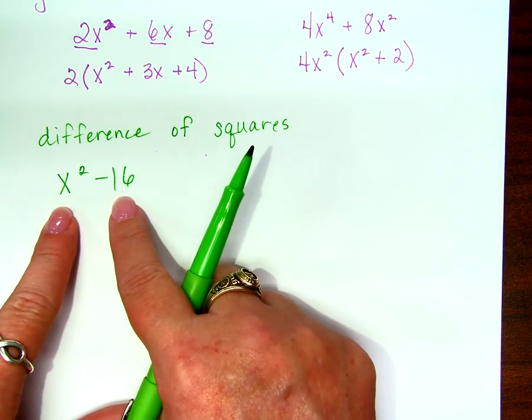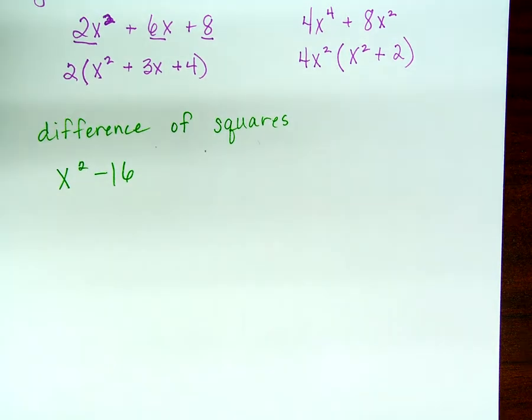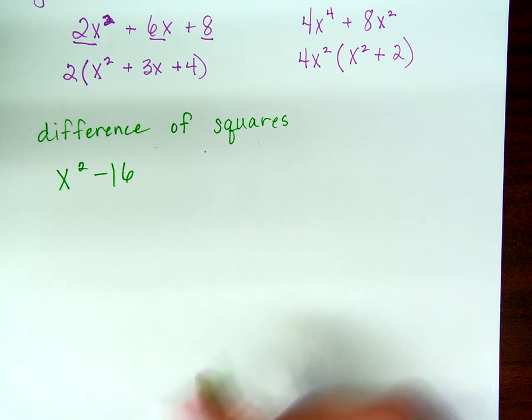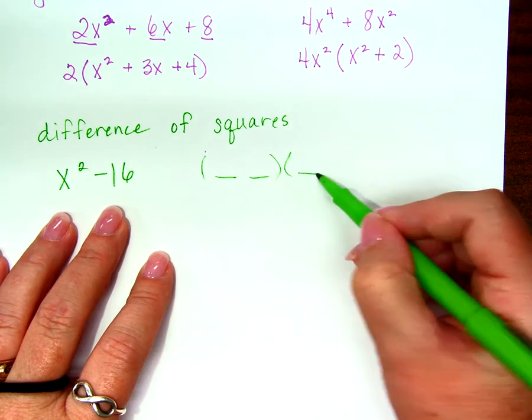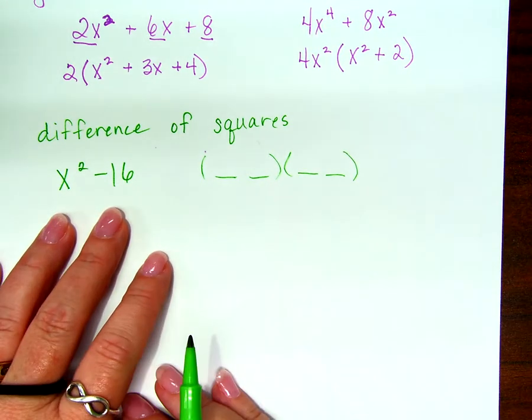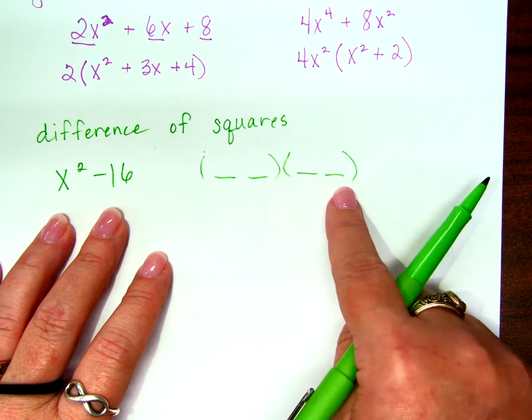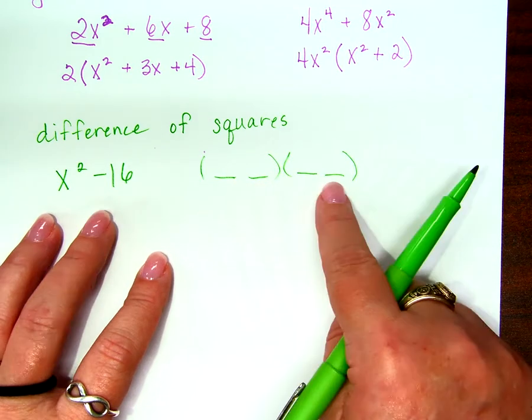If you recognize something as a difference of squares, I would like to teach you a pattern of how to get the answer to this problem. Can I do that? Here's the pattern. Binomial, binomial. Now, you don't have to draw the lines if you don't want to. I'm just making sure we understand that these are two binomials.